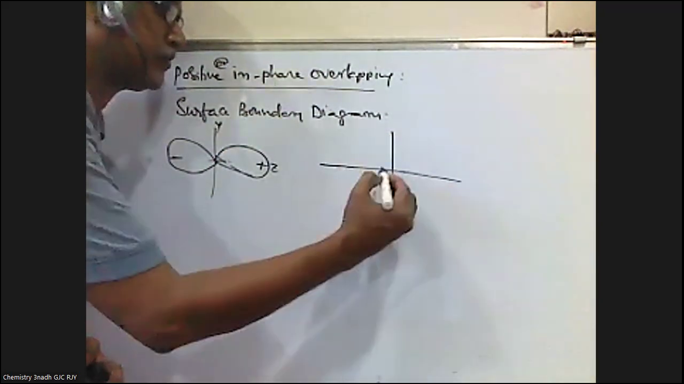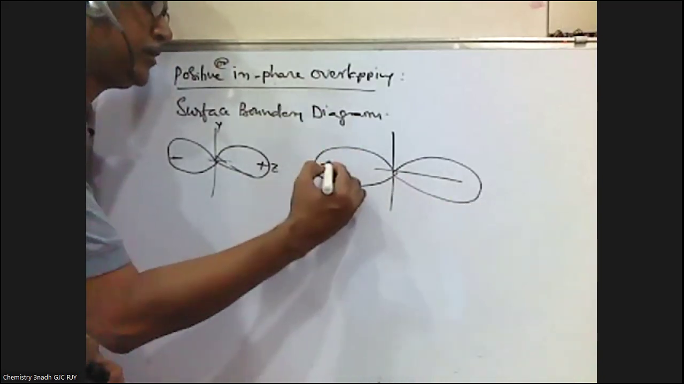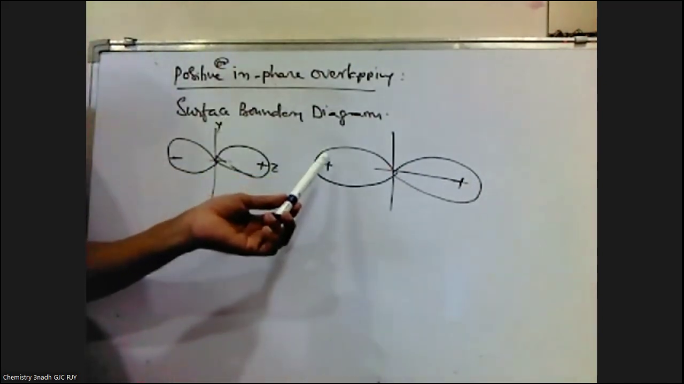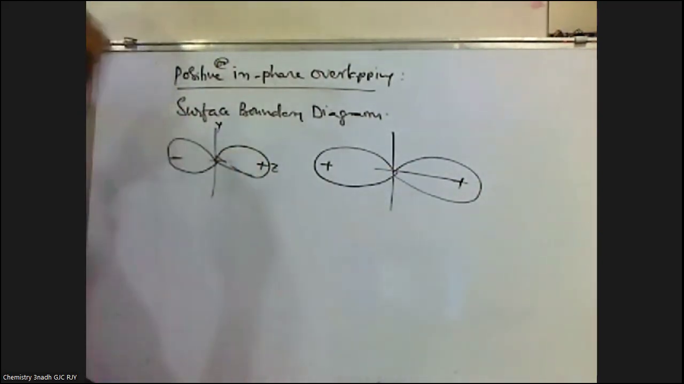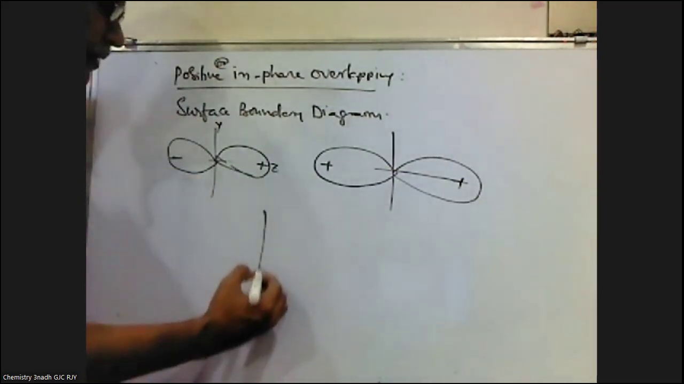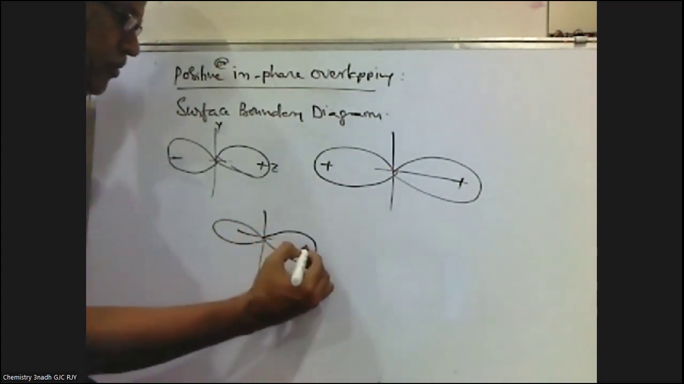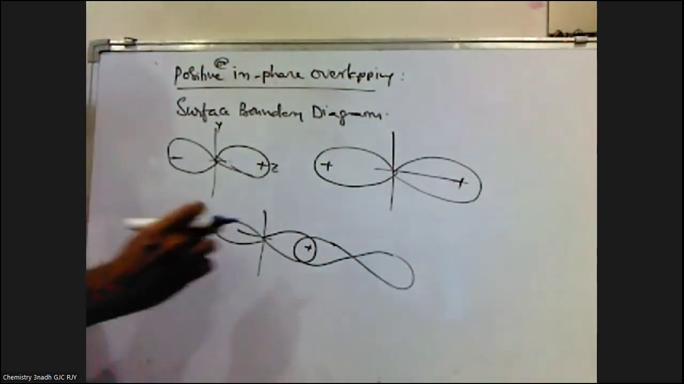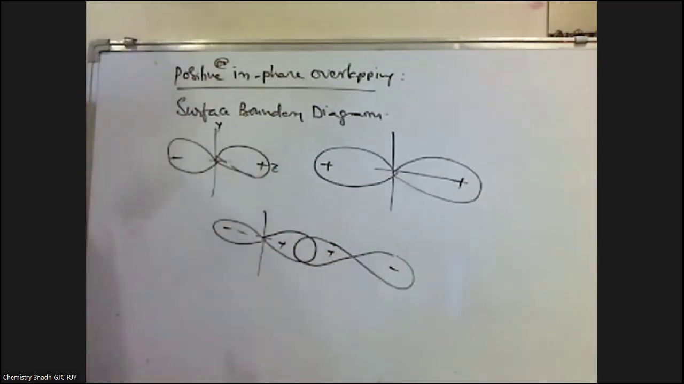Here is another pz orbital. This is positive. The positive lobe of one pz orbital overlaps with the positive lobe of another. That we call the in phase or positive overlap. Positive overlapping. So this is regarding pz orbitals.